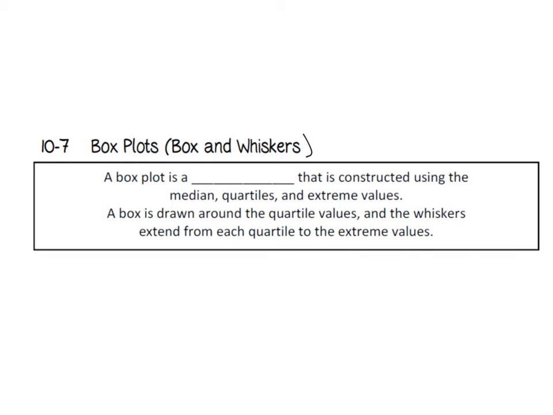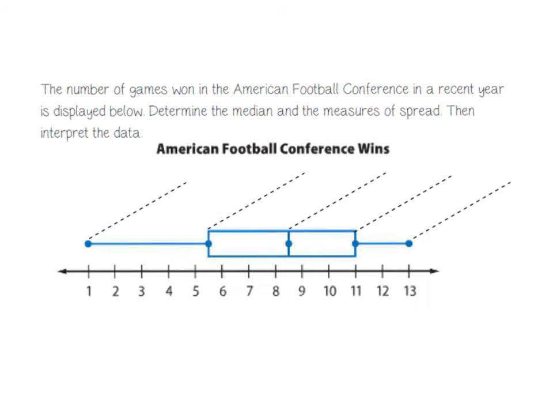But a box plot is a diagram that is constructed using the median, quartiles, and extreme values. So a box is drawn around the quartile values, and the whiskers extend from each quartile to the extreme values. So this will make a whole lot more sense once we label the next part. The number of games won in the American Football Conference in a recent year is displayed below. Determine the median and the measures of spread, then interpret the data.